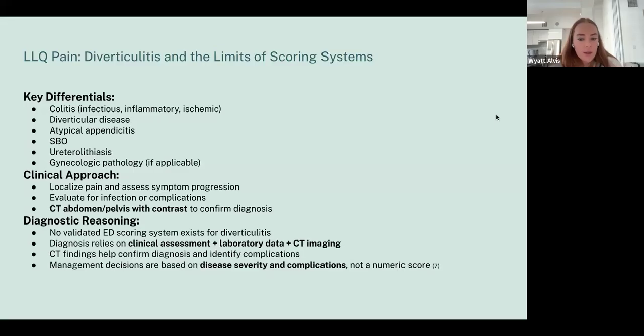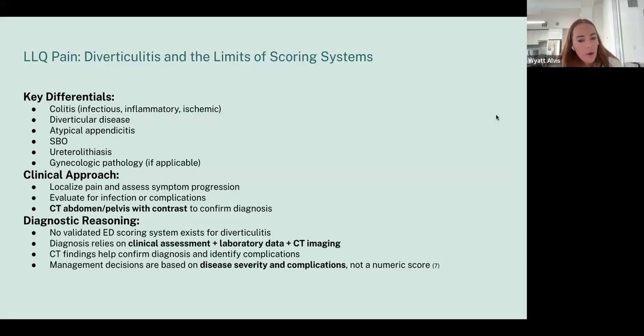And so diagnosis here really relies on clinical assessment, again, getting labs, but most importantly, our CT imaging. CT not only confirms our diagnosis, but it helps distinguish between uncomplicated and complicated diverticulitis, which would in turn help us decide whether we want to manage that patient more conservatively or for complicated diverticulitis, which would include things like an abscess, possibly a perforation, a fistula, or some sort of obstruction. We definitely would manage those patients differently than someone with uncomplicated diverticulitis.